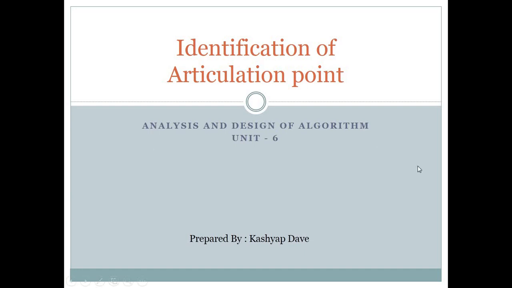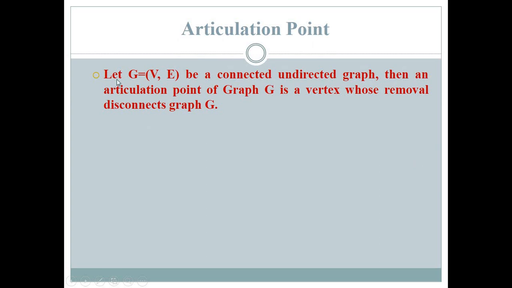In today's video lecture, we are going to learn about articulation points in a given graph. The definition says: let G(V, E), a graph with vertices V and edges E, be a connected undirected graph, meaning the graph will be connected as well as undirected. Then an articulation point of graph G is a vertex whose removal disconnects graph G. That type of vertex is known as an articulation point.